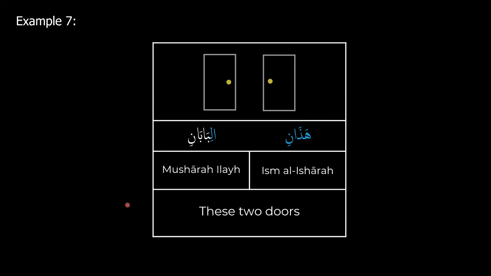Okay, next up we have hadhan al-babani. Hadhani is the ism al-ishara. This is the masculine dual form. And then we have al-babani, which will be our mushara ilay, because it begins with an al, meaning it's definite, comes right after a pointing word, and it matches in gender, which is masculine, it matches in number, which is dual, and it matches in status. And here it's rafa, so this would mean these two doors.